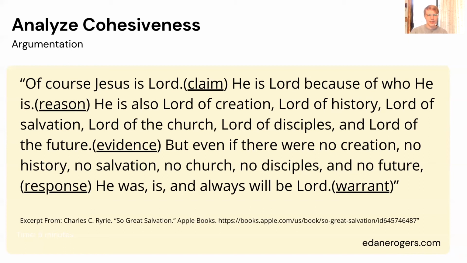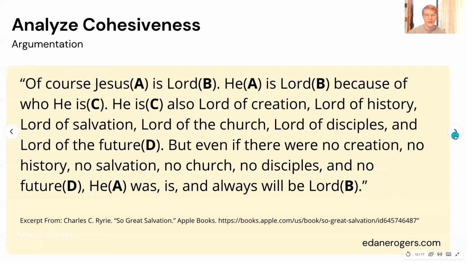But here we continue. But even if there were no creation, no history, no salvation, no church, no disciples, and no future. So notice he's taken not the A's, not the subject, Jesus or Lord here. What he has taken is his C, his D, his E, his F, and his G, and he's made each of those new topics. Even if there were no creation, no history, no salvation, no church, no disciples, and no future, he was, is, and always will be Lord. He's returned back to his A and his B at the end.